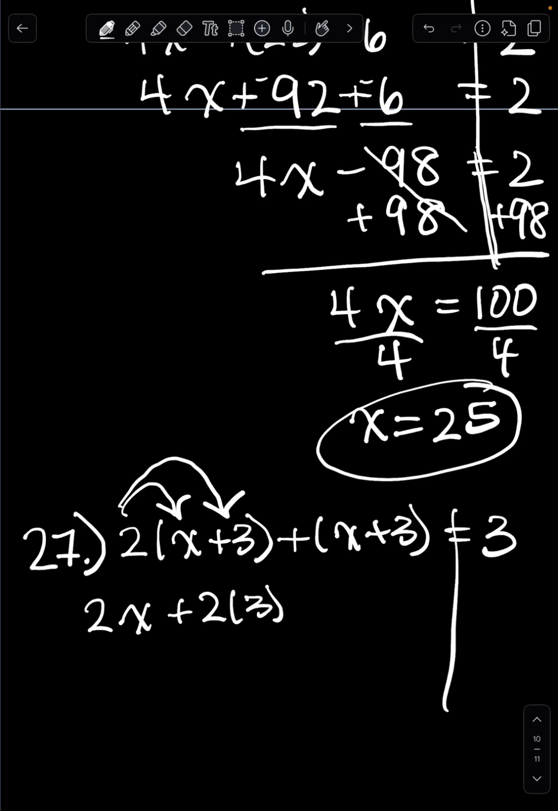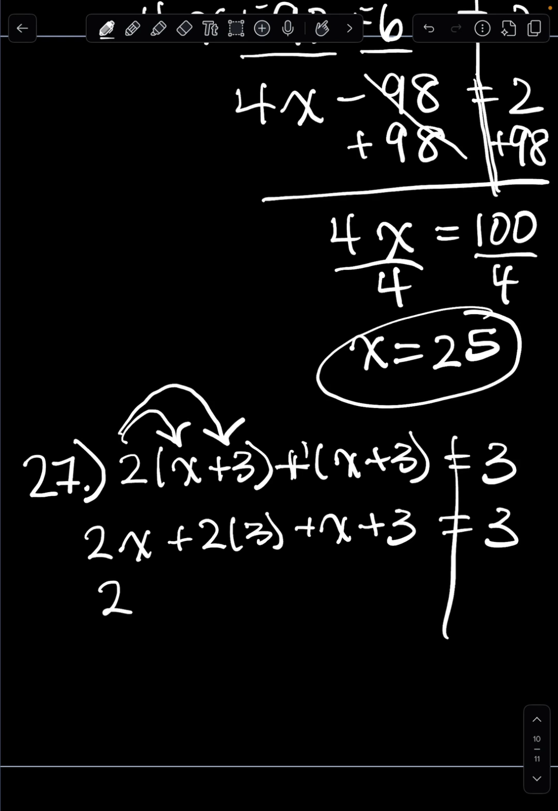Now, when I come over here, they have this x plus 3 in parentheses, but honestly, we don't really need it because in front of it is a plus sign, plus 1, technically. And if we distribute a 1, that means we're going to end up with the very same thing that's in the parentheses, and I don't even think we need it at that rate. Let's go back to the beginning. 2x plus 6 plus x plus 3 equals 3.